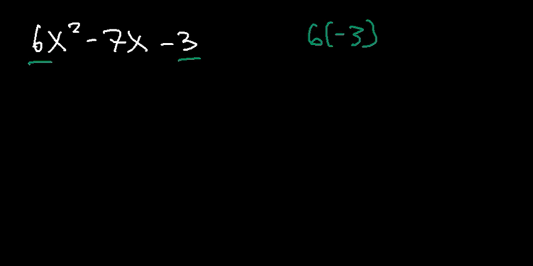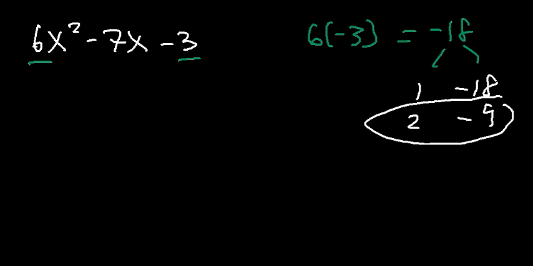So let's try one final example on this topic. Let's try 6x squared minus 7x minus 3. So let's multiply 6 and negative 3. 6 times negative 3 is negative 18. And if we divide it by 1, we're going to get negative 18. If we divide it by 2, we'll get negative 9. 2 plus negative 9 adds up to the middle term, negative 7.